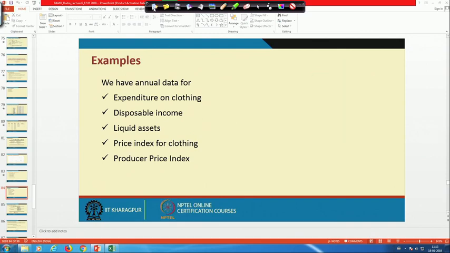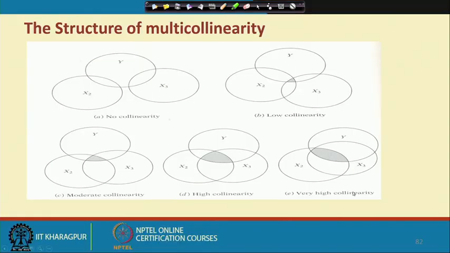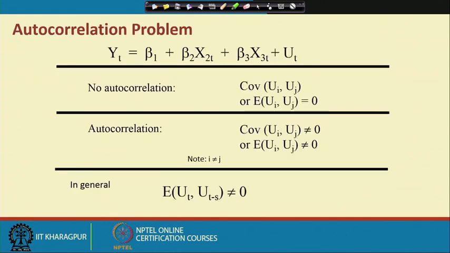Now, the second structure of this particular problem is with respect to the autocorrelation problem, and this is actually with respect to the error term.